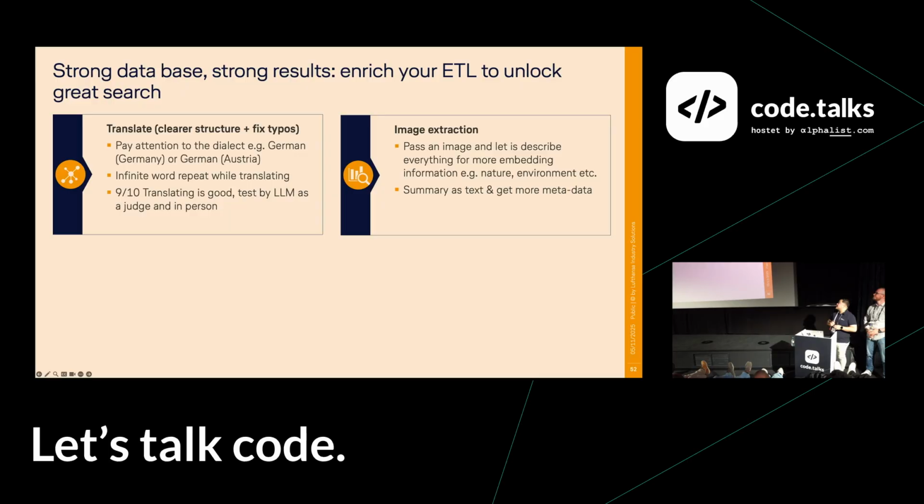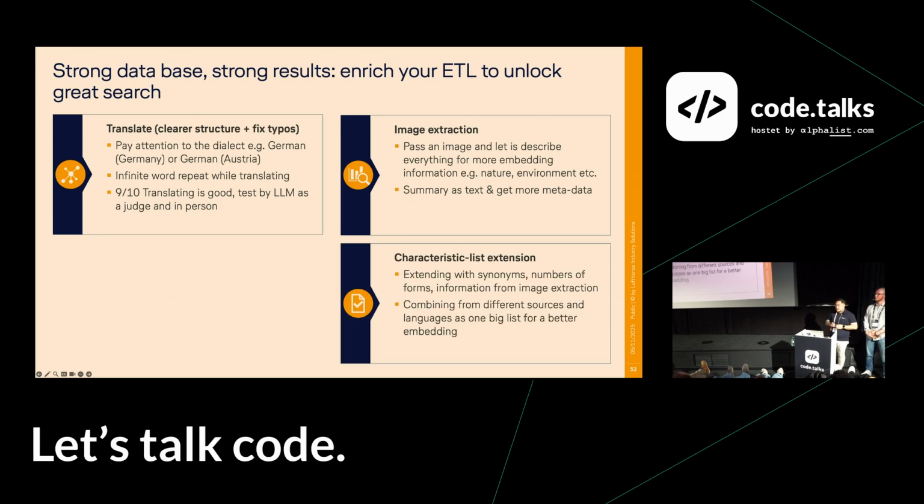The second thing is image extraction. We not only pass an image, we just pass a URL and tell the LLM to open it and look at the photo in the database and make the extraction out of it. So we can extend our information, for example nature, environment, and so on, but also give us a little summary of the photo, what the LLM sees there. So we can extend not only by the description, but also by the photo.